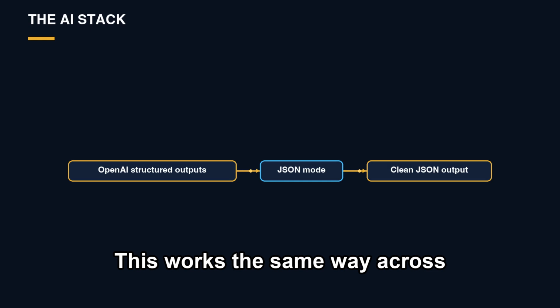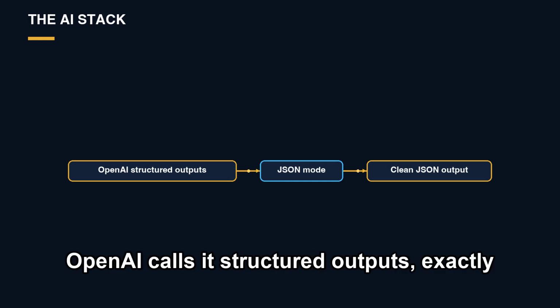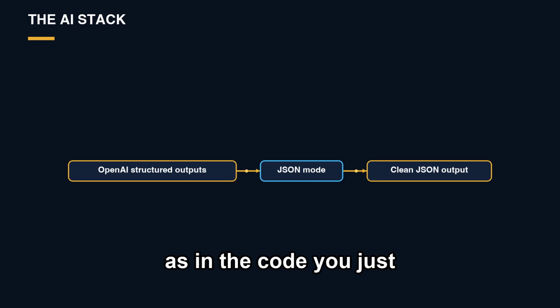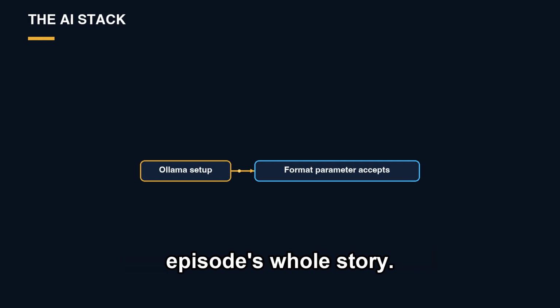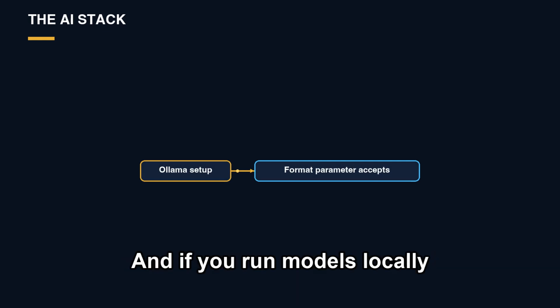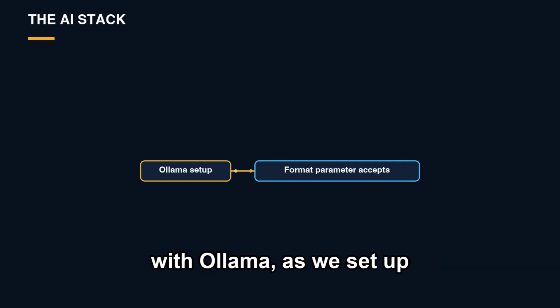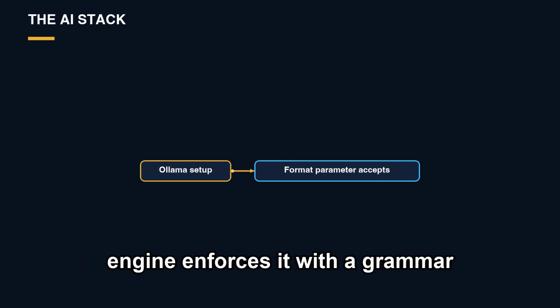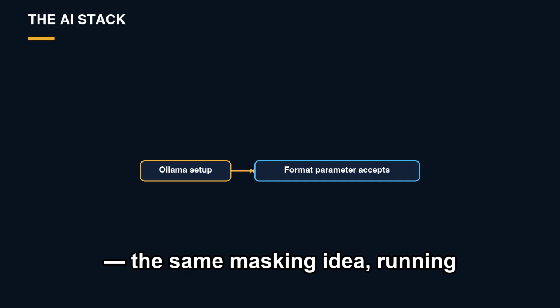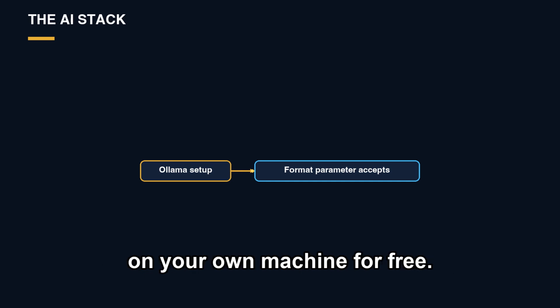This works the same way across the stack. OpenAI calls it structured outputs, exactly as in the code you just saw. Anthropic's Claude reaches the same guarantee through tool use, which is next episode's whole story. And if you run models locally with Ollama, as we set up in episode 7, the format parameter accepts a JSON schema and the engine enforces it with a grammar. The same masking idea, running on your own machine for free.